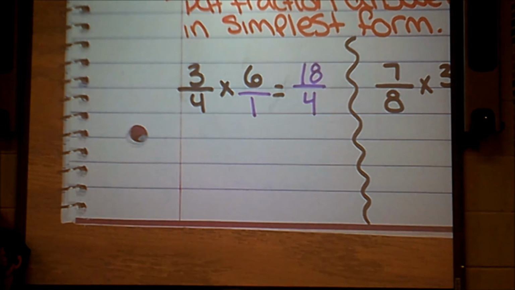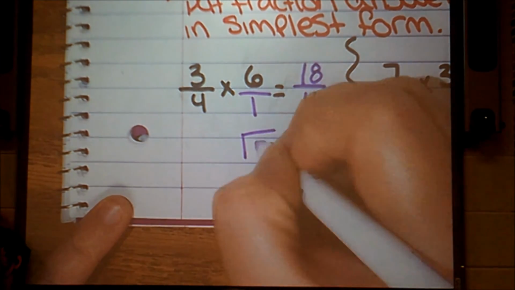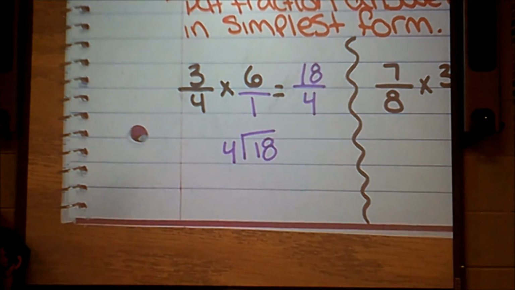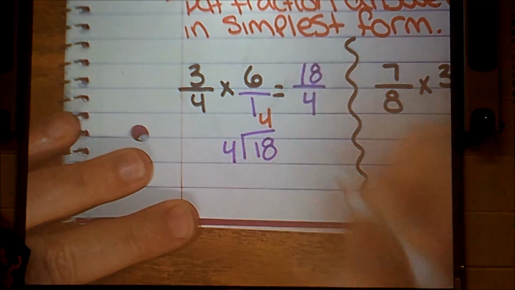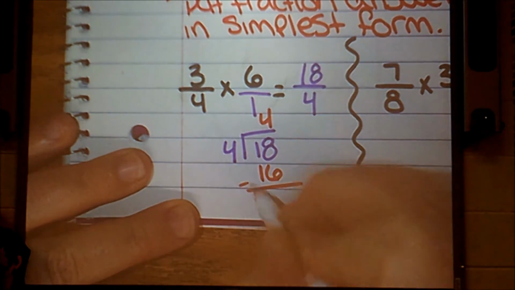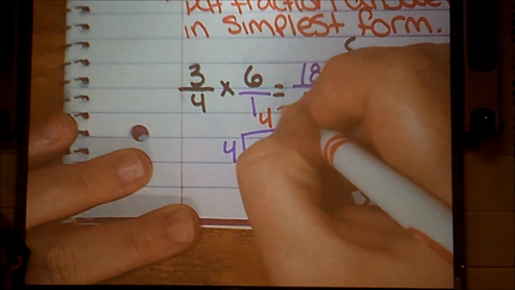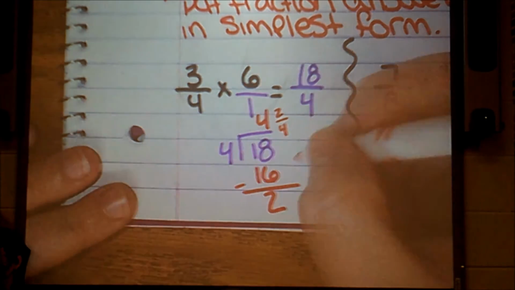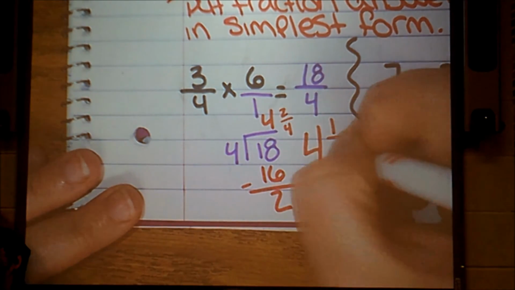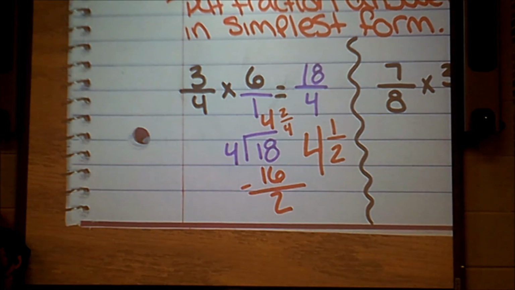So 18/4 is my product. I'm going to divide 18/4 to get a mixed number. 4 goes into 18 4 times, giving me 16, subtract, I get 2, and 2/4, which can be simplified to 4 and 1/2. If you got that correct, give yourself a smiley.